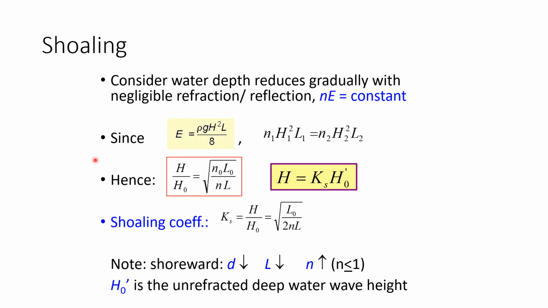So now let's look at this equation. You can easily show how this equation comes from here. Okay, so you notice that in this equation we have H and H0. That means the left hand side is basically the ratio of the wave height H at any location compared to the wave height in the deep water.